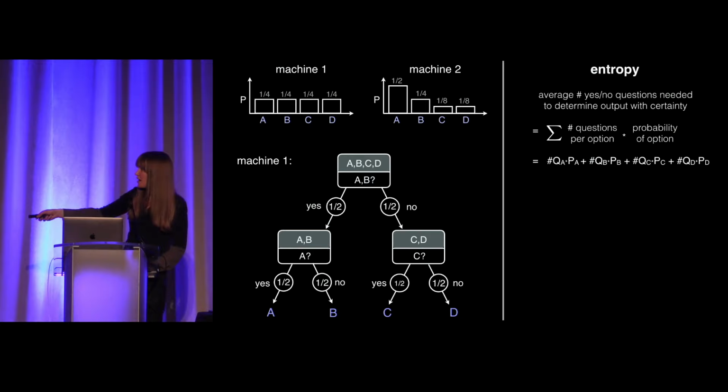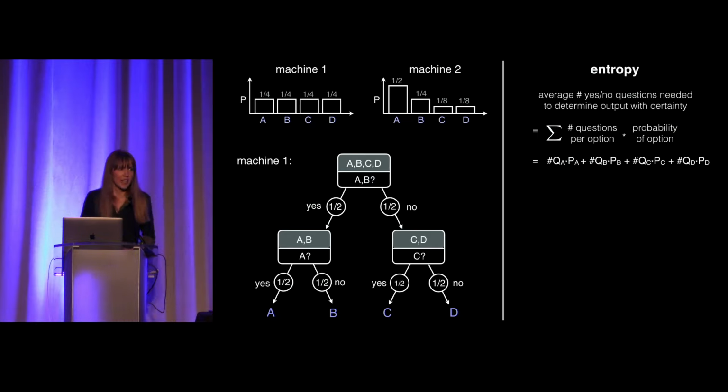And so you can see that no matter which of these outputs we're trying to identify, we have to ask a total of 2 questions for each of these. You can see that based on how many arrows you have to traverse to get to this output. So this tells us how many questions we have to ask per option. And we know the probability of each of these options from this histogram at the top here. But you could also see that probability by multiplying what's along each of these arrows. If we multiply a half times a half, we get back a quarter, which is the probability that we would see A. Okay, so now we have everything we need to compute the entropy of machine 1.